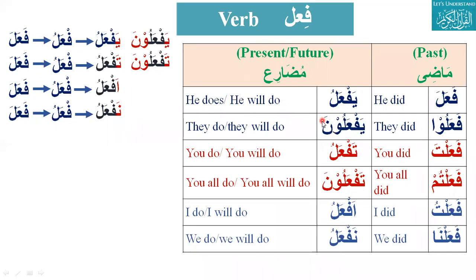And see here, yaf'aluna, they do or they will do. This is starting from ya, this is also ya, and the plural is una. For you, it starts with ta. Taf'alu, you do or you will do. Taf'aluna, you all do or you all will do. Af'alu, I do, I will do. Naf'alu, we do, we will do.